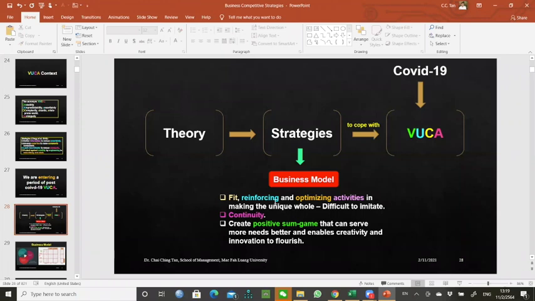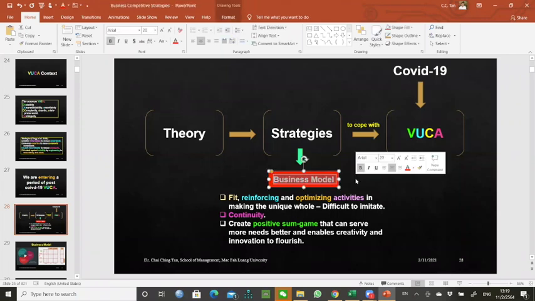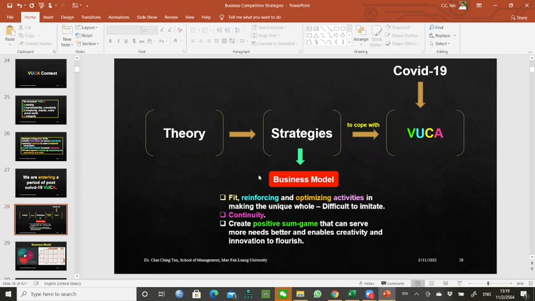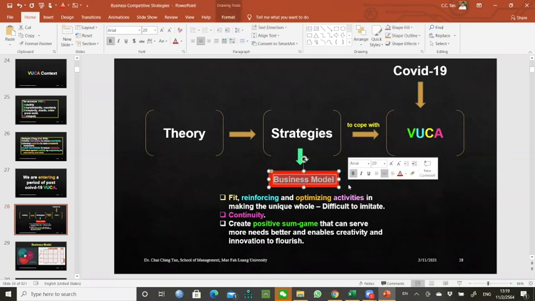Now, when you move into the action level, if you want to be competitive, you need to make it in such a way that people cannot easily knock you down. So VRIO in your business model, and be competitive and uniquely different. There are three important criteria.